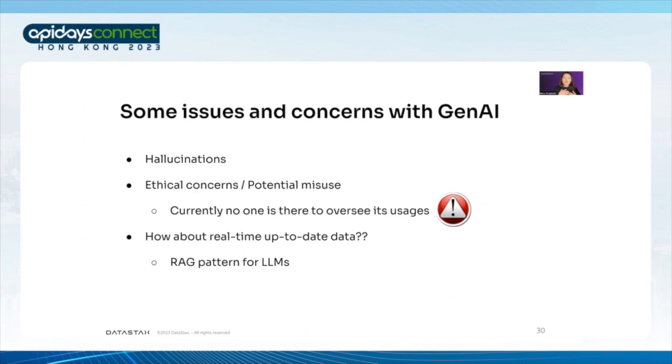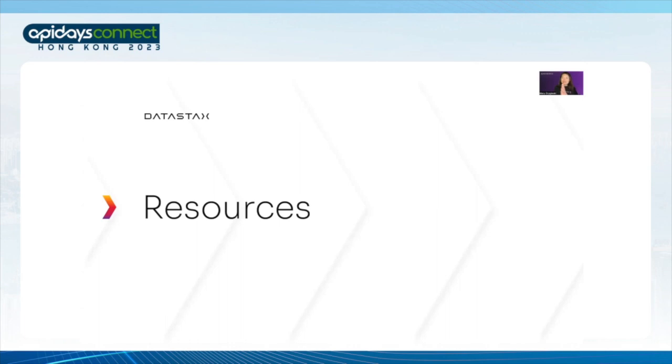Be aware that there are lots of issues with this kind of capability. There can be hallucinations when data isn't correct, so check that. Also, there are ethical concerns and potential misuse. Currently, nobody is there to oversee the usage, so be aware. How about real-time data? The data you process, you train up to 2022. What about the time between the beginning of 2022 and now? It always seems to be playing catch up.